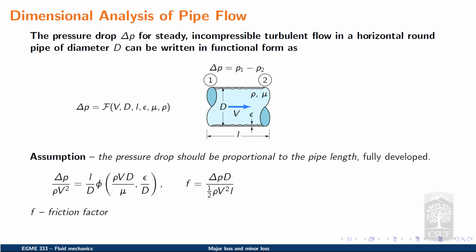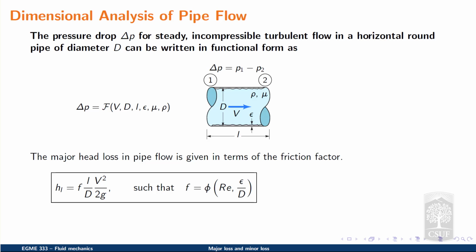If we define the friction factor lowercase f to equal the pressure drop delta P times the pipe diameter capital D, this quantity divided by 1/2 rho V squared, the dynamic pressure, times the length of the pipe, then we can state that the major head loss in a pipe flow is given in terms of the friction factor, where the major head loss H sub L is equal to the friction factor f times the ratio between the length of the pipe divided by the pipe diameter times the mean velocity squared divided by 2 times the gravitational acceleration g, such that the friction factor f, a dimensionless quantity, is simply a function of the Reynolds number of the flow and the relative surface roughness, where the relative surface roughness is given to us by the ratio of the surface roughness epsilon divided by the pipe diameter capital D.